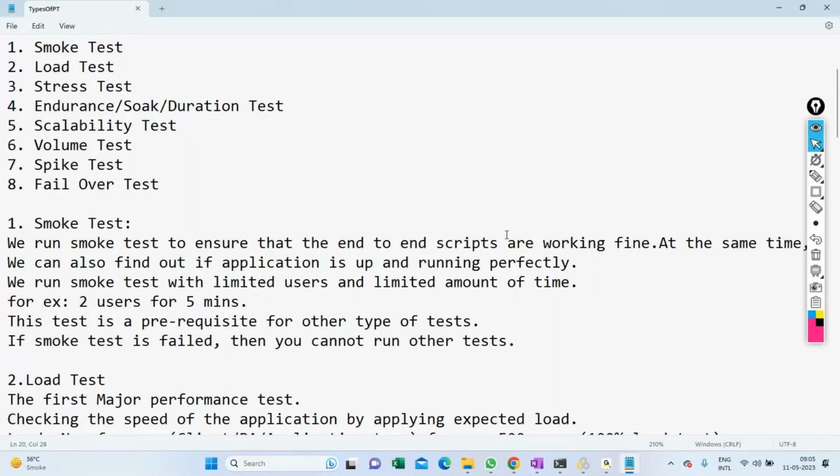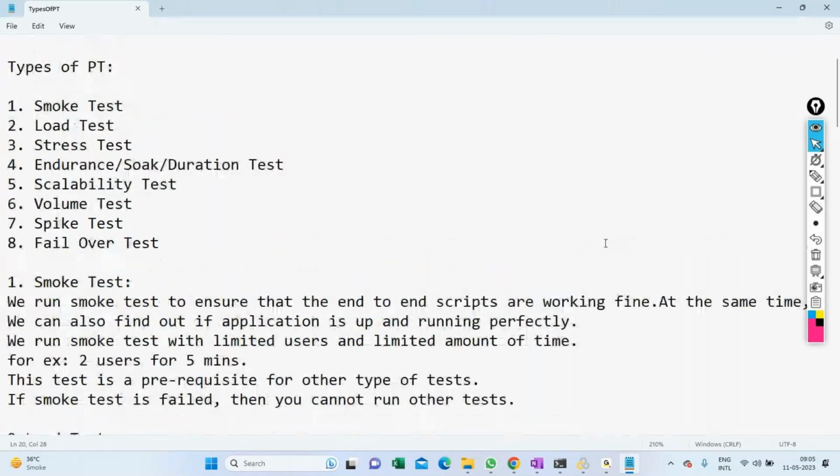Good question. Normally, if the client or application team is completely aware of performance testing, they will suggest what type of test to run. Actually, when you are assigned to a project, let's say it's a completely new project, the first thing you have to do is connect with the application team or the business analyst or the client to understand the application requirements.